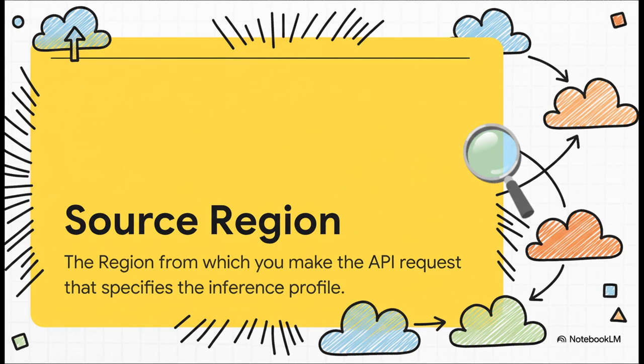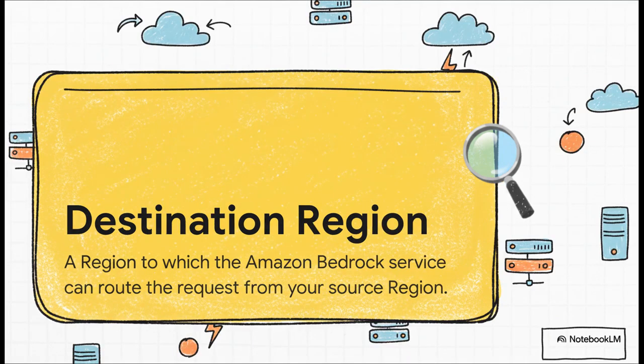Before we go any further, there are two quick terms we've got to get straight. It'll make everything else make sense. First up, the source region. Super simple. This is just the AWS region where your app is making the API call from. It's your starting point. And then, of course, you've got the destination region. This is the cool part. This is where Bedrock intelligently sends your request to find available capacity for that model. The whole point is that you don't have to worry about which destination it picks. The service just handles all that routing for you.